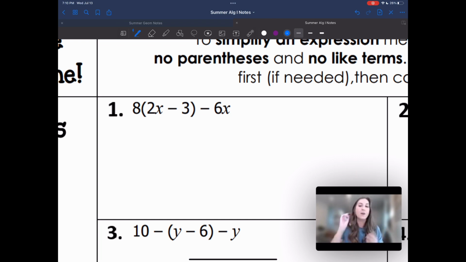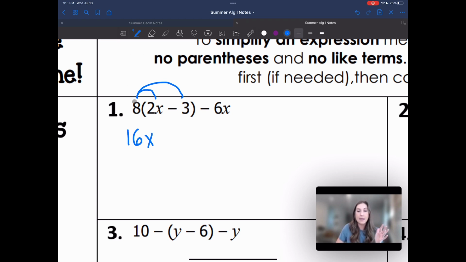All right, you can kind of follow like order of operations. We know that we're going to get rid of parentheses first, and we do that by distributing. So if you see parentheses, we're going to distribute first. So here we're doing 8 times 2x, which is going to give me 16x.